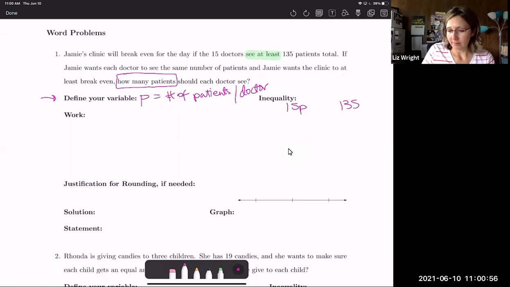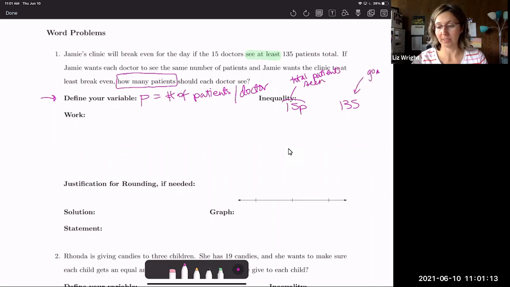So I want you to think about this in our inequality. This is actually what's going to happen, how many patients we're going to see. Total patients seen. And this is our goal, right? So the left side is what's actually going to happen, and the right-hand side is representing our goal. Well, then you have to decide which inequality is going to fit in this space right here.